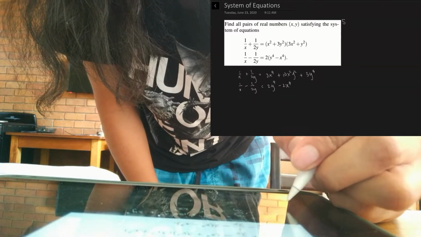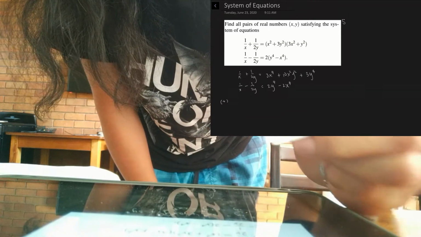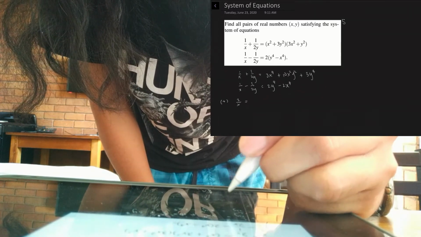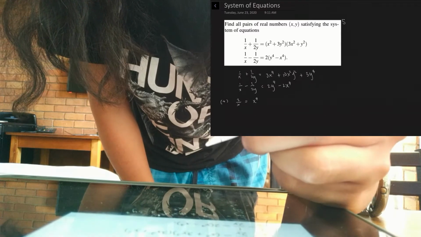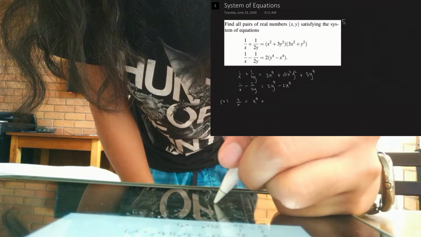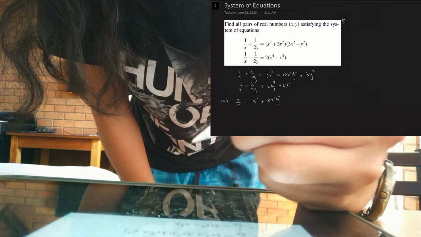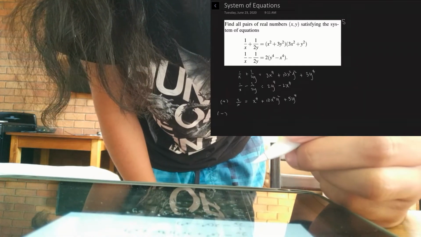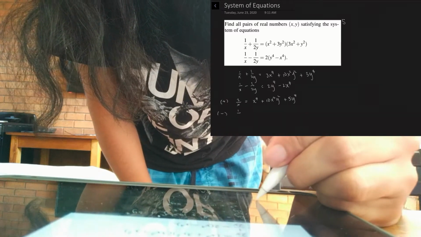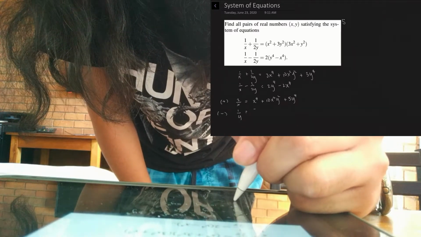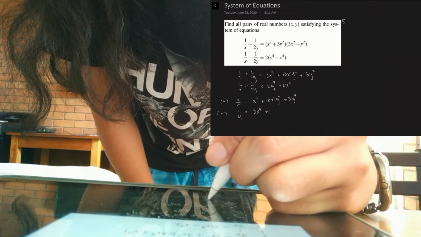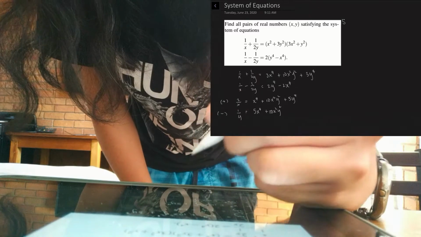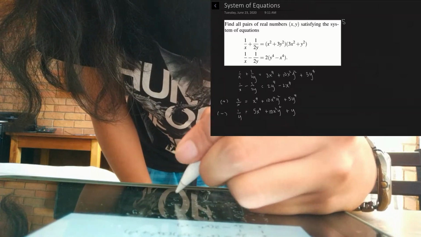And then what we can do is add these two equations. Doing so gives us 2 over x equals, so this gives you x to the fourth, because you have 3x to the fourth minus 2x to the fourth, plus 10x squared y squared plus 5y to the fourth. And when you subtract both equations, the 1 over x cancels, and we are left with 1 over y equals 5x to the fourth plus 10x squared y squared, and then 3y to the fourth minus 2y to the fourth, so that gives you plus y to the fourth.